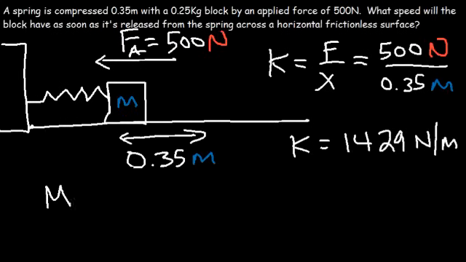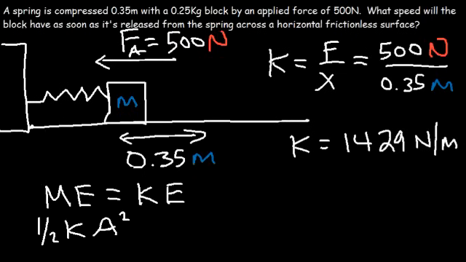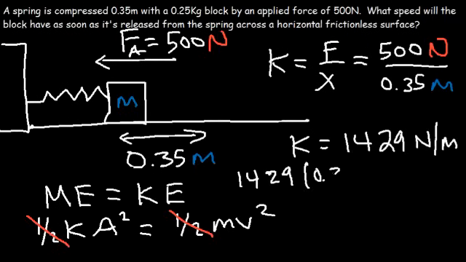So the mechanical energy is equal to the kinetic energy. Or you could say the potential energy stored in the spring is equal to the kinetic. The mechanical energy is 1/2 kA squared. If you use the potential energy equation, it's 1/2 kx squared, but in this case, x is equal to A because it's compressed all the way. x is basically at its maximum displacement when it's 0.35. So we'll use the symbol A though. 1/2 kA squared is equal to 1/2 mv squared. So if we multiply both sides by 2, we can get rid of the 1/2. So k is 1429, A is 0.35, m is 0.25, and we need to solve for v.